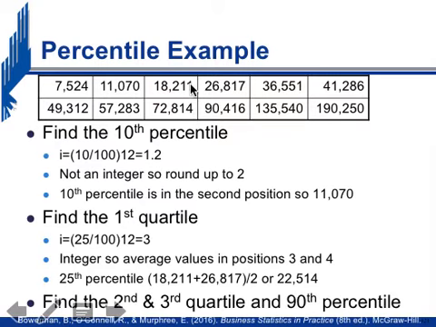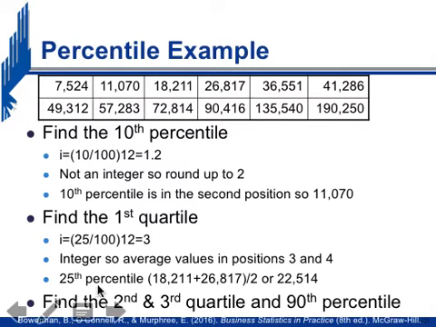So if you check that again in the dataset, you have 12 numbers. 1/4 of 12 is 3. And if you look for 22,514, that's in between these two. So there are three numbers lower than 22,514. Because again, 3 out of 12 is 25%. So that's how we compute for percentiles.